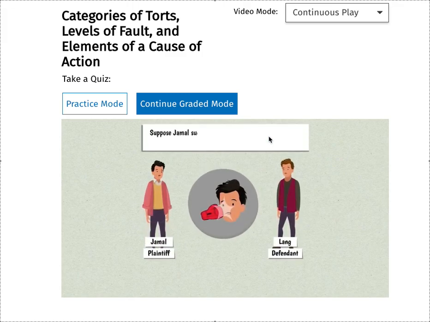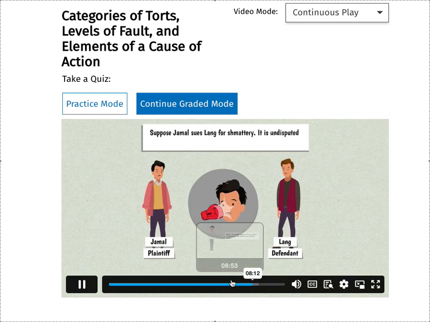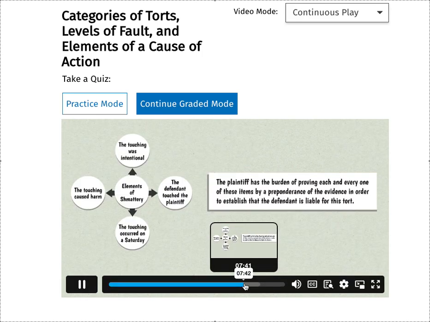Suppose Jamal sues Lang for schmattery. It is undisputed that Lang tort.